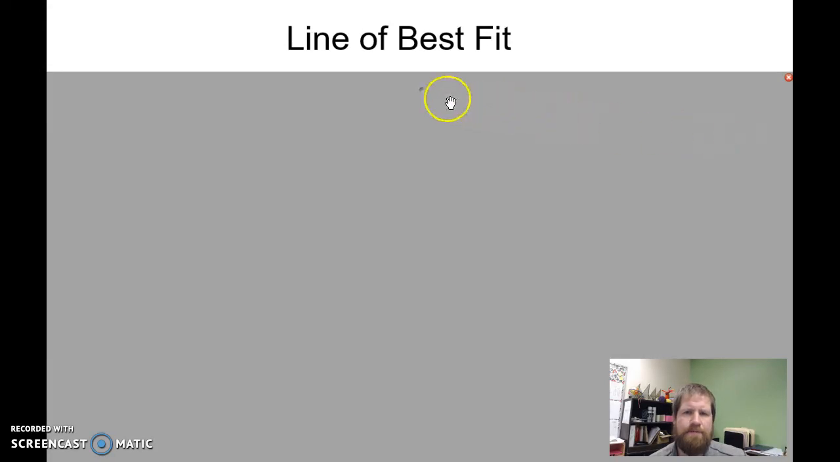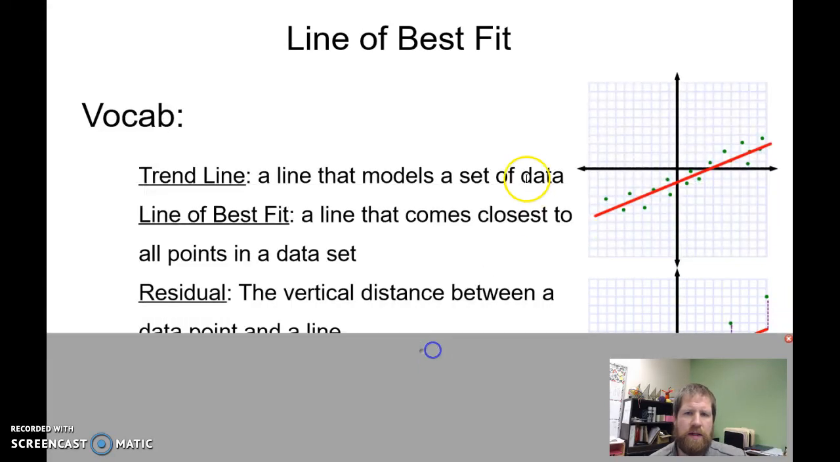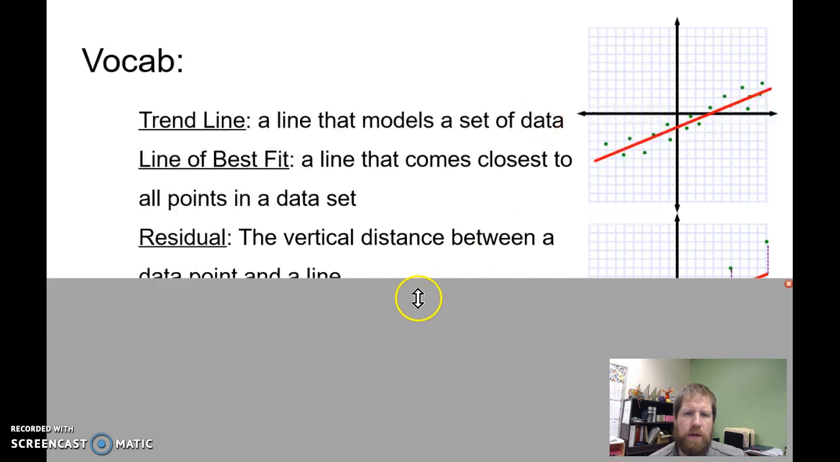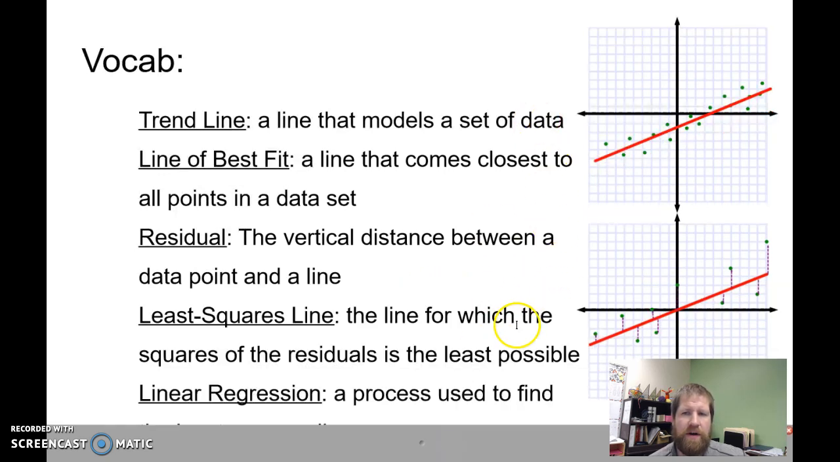Line of best fit. So we did this lesson in class as a group. So I'm going to go through this very quickly, just so if you missed anything, you'll be able to see it or hear it again. But I'm not going to take very long with this.